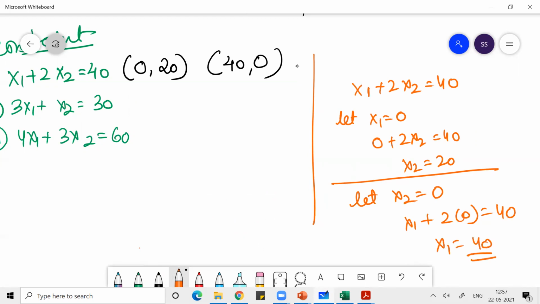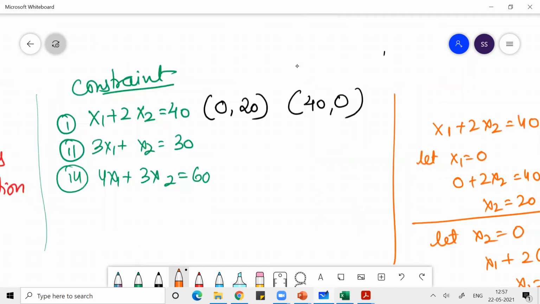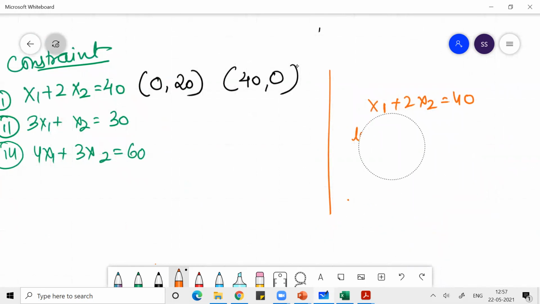I hope you understand it. Whenever I write like this, first I write the x1 value, then I write the x2 value. So you can put any point. Infinite solutions are possible for a given equation. So two of the infinite solutions you simply write, then your work is done.